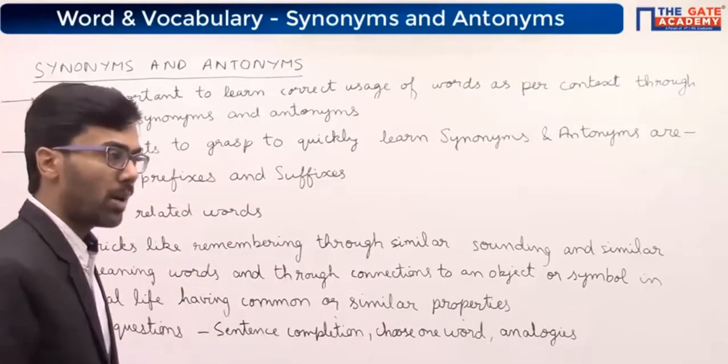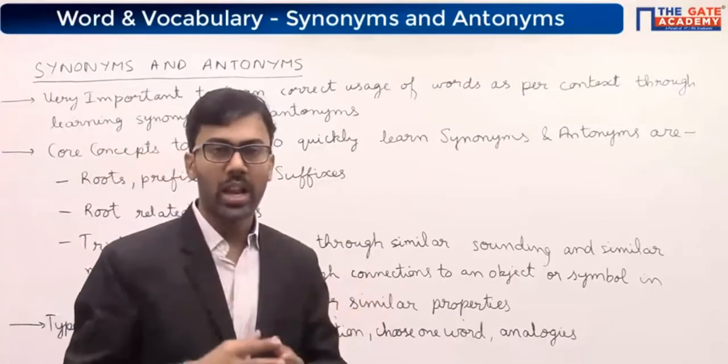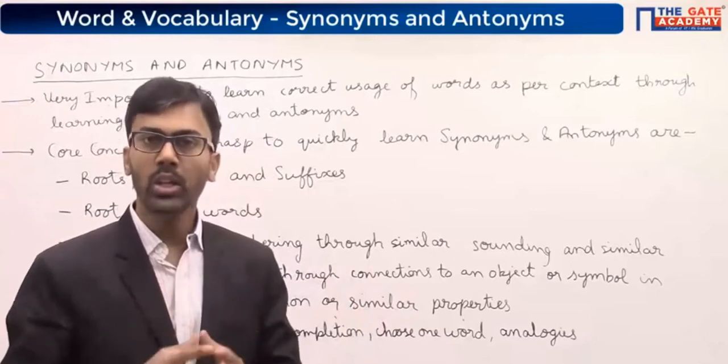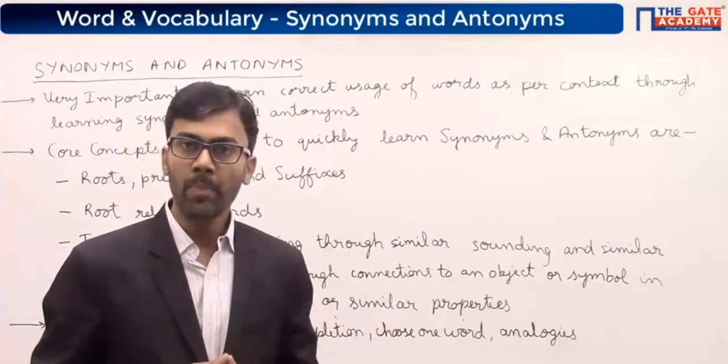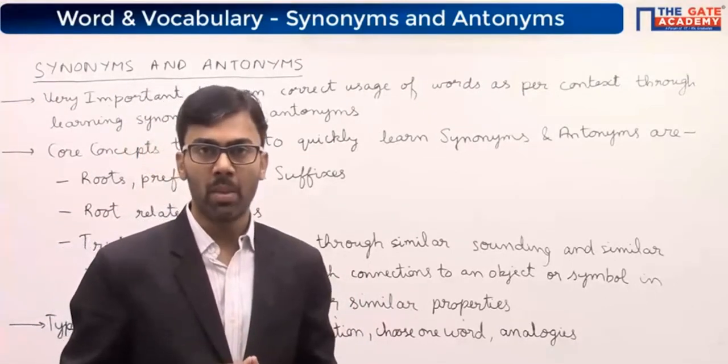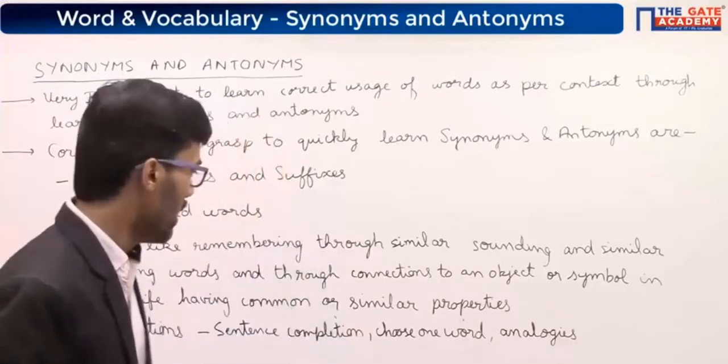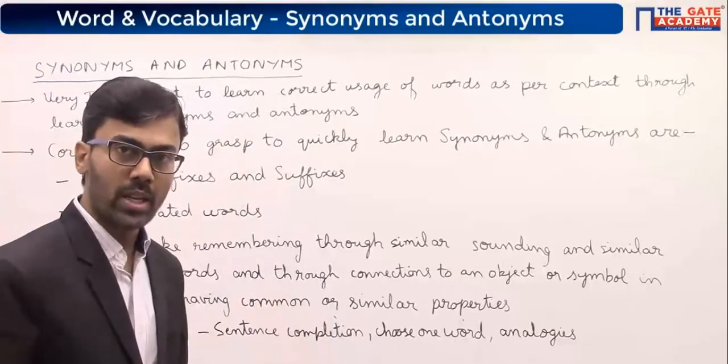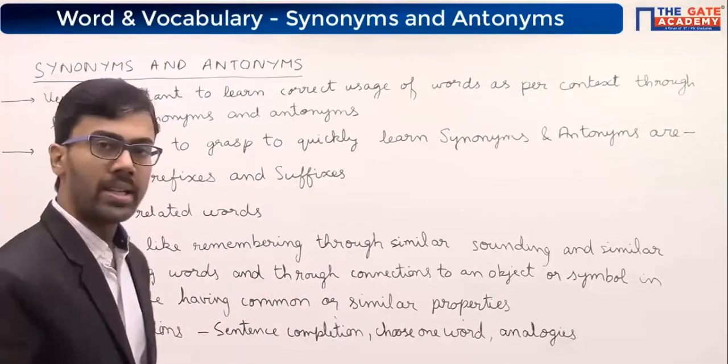Then of course we come to the most important part for which we are actually doing this entire exercise, which is what are the types of questions that have appeared in the last few years in the GATE examination related to synonyms and antonyms. There are mainly three types of questions that appear. The first one is sentence completion.